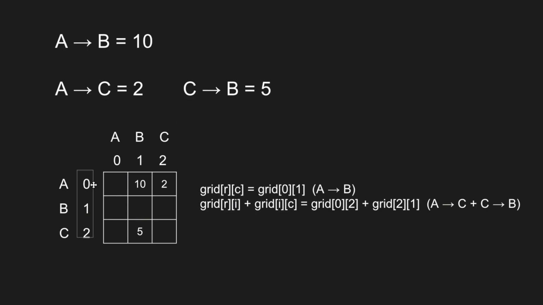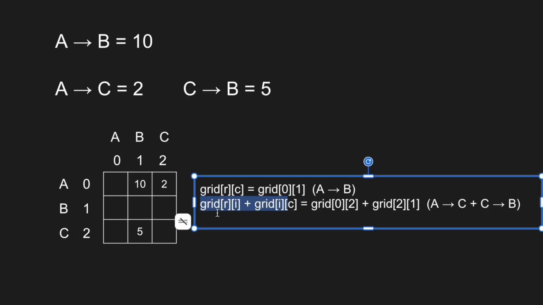And for us to always figure out the smallest cost, we can set up a 2D array like this. So each index will represent a letter, and this side will represent the original letter, and this side will represent the letter it converts to. So as you can see, A to B will cost 10, and if we want to convert to C, we can do A to C, which costs 2, and then C to B, which costs 5. And if we were to put it in a formula, it would be grid of row and I plus grid of I and column. So I could be like the middle point, and this will be the letter it converts to, and this will be the original letter.